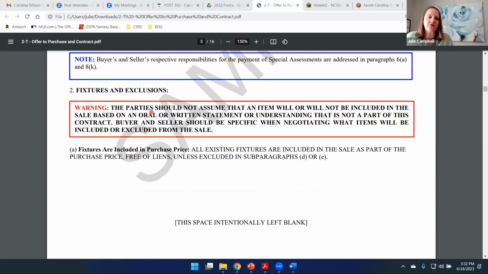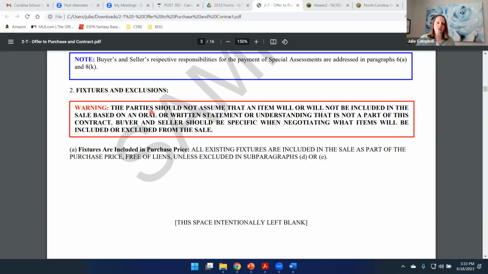Second provision is our fixtures and exclusions. Starts with a big red warning. All caps and bold. I don't know how they can make it more important. The party should not assume, I hate that word, that an item will or will not be included in the sale based on an oral or written statement or understanding that is not part of this contract. Buyer and seller should be specific when negotiating what items will be included or excluded from the sale. So it's kind of piggybacking our parol evidence rule.